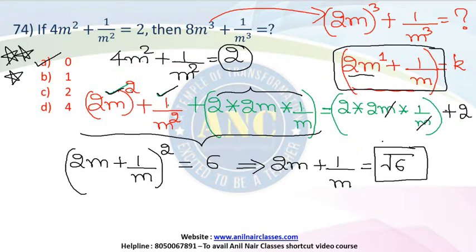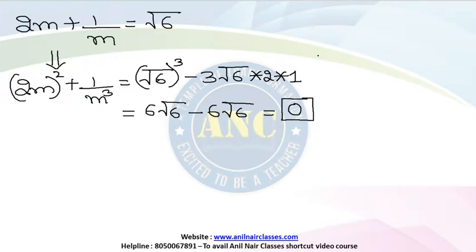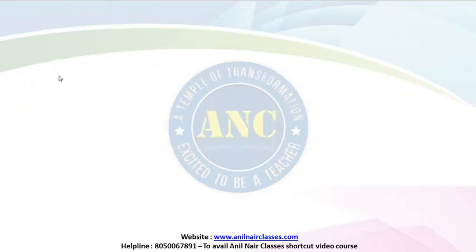That means to find this value of k, that means to find this 2m plus 1 by m value as root 6 in this question, I used this kind of solving called the a plus b whole square methodology. Now this is your method 1 to find the k value. Once after finding this k value, getting this x cube plus 1 by x cube value is never a difficult task. It is not at all a difficult task.